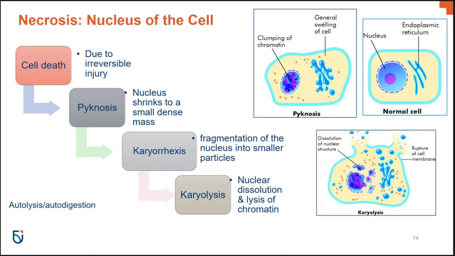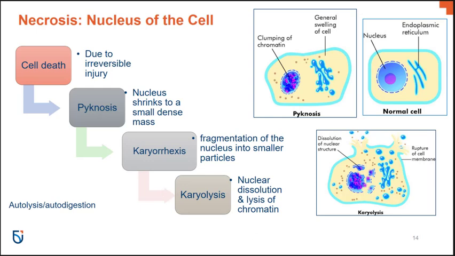One more slide on necrosis. If a cell is plagued with irreversible injury, we know that cell will die. But this slide talks about some of the nuclear changes that can be noted. In some cells, the nucleus can shrink and become very small. It becomes a small, very dense mass of genetic material. This is referred to as pycnosis. Now, the nucleus will begin to fragment into smaller particles, almost like a nuclear dust, and this process is called karyorrhexis. In the later stages of necrosis, most organelles are very disrupted at this point, and karyolysis occurs. This process involves nuclear dissolution and lysis of chromatin.